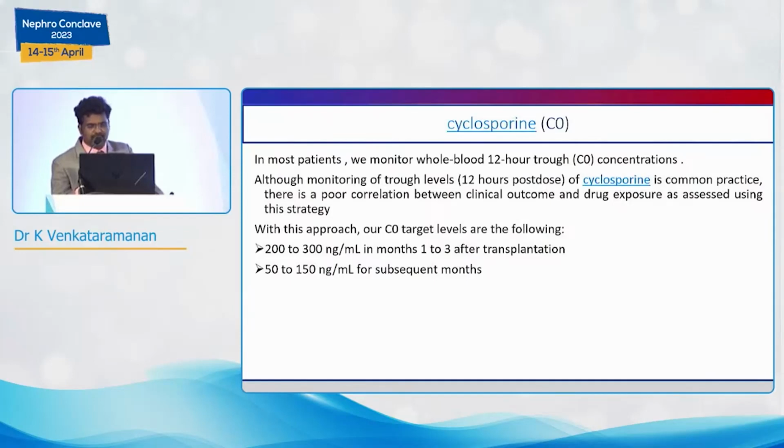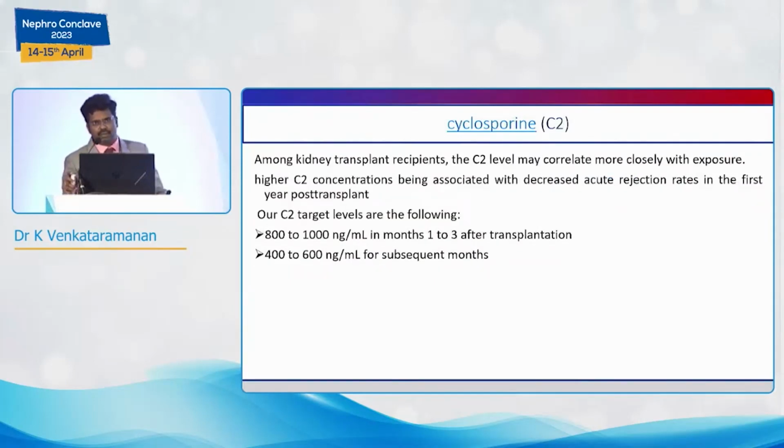This is for C0. But most of the people are telling that the AUC, area under the curve, correlates more with the C2 level.